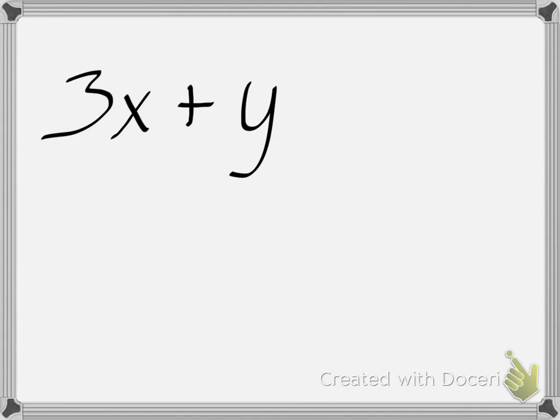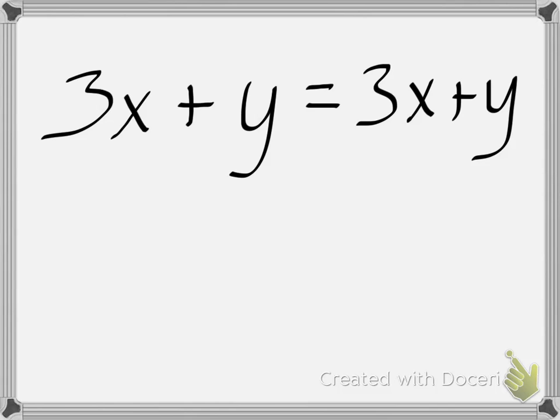What if I had 3x plus y? Well, these are not like terms, so you can't collect them. You can't put them together. So the simplest form you can put it in is just 3x plus y, because you don't know what else to do with it. It's done.